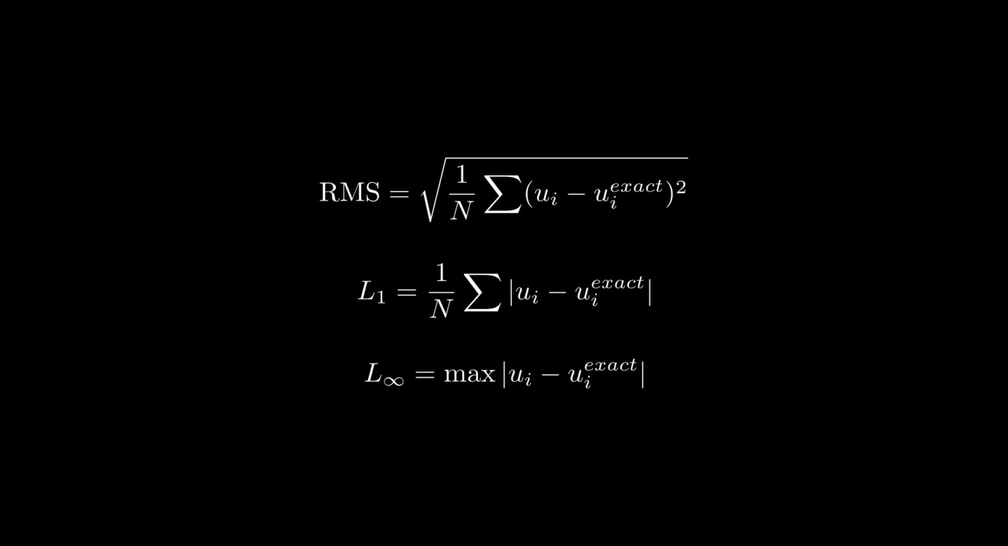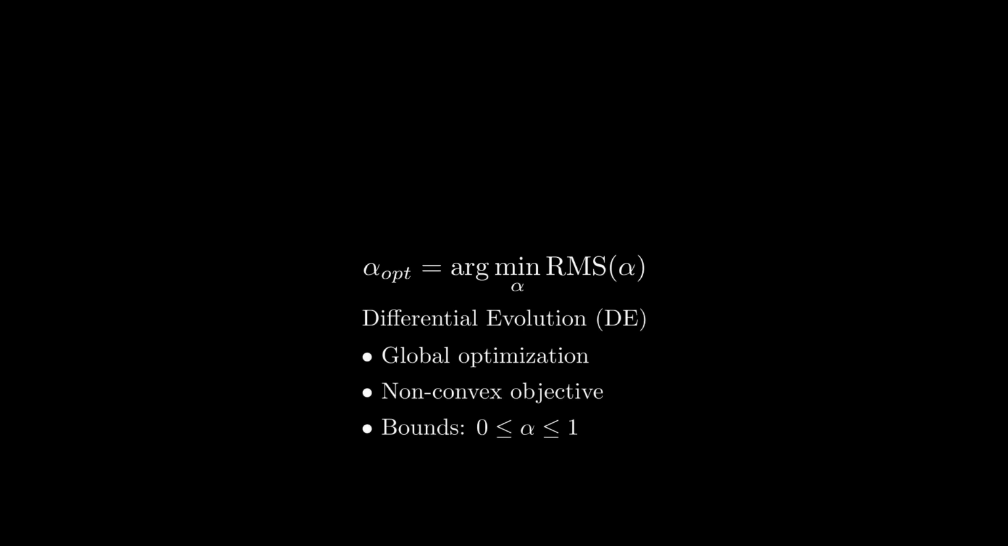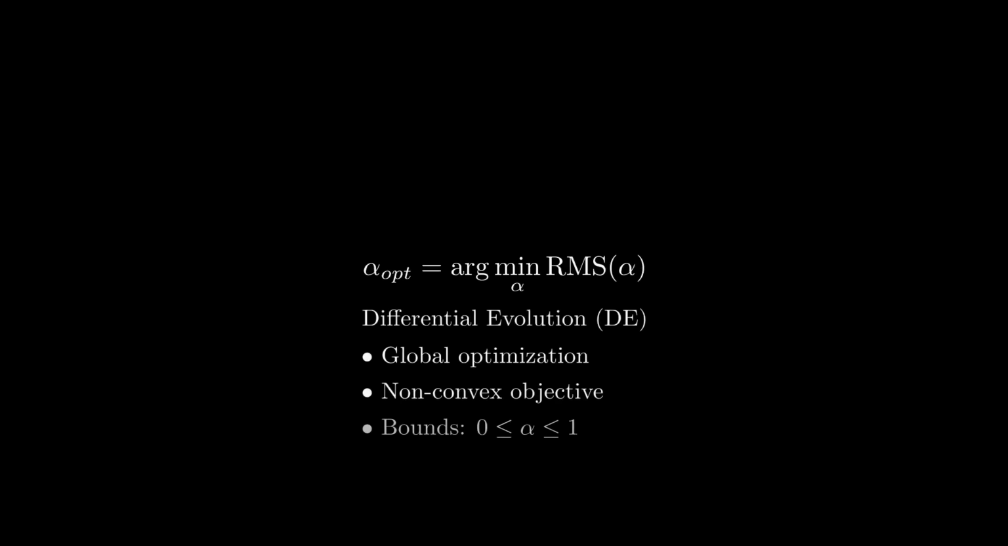These errors measure the difference between the numerical solution and the exact solution. The root mean square error is used as the objective function for optimization. Our goal is to find the optimal value of alpha that minimizes the root mean square error. We use differential evolution, a population-based global optimization method.